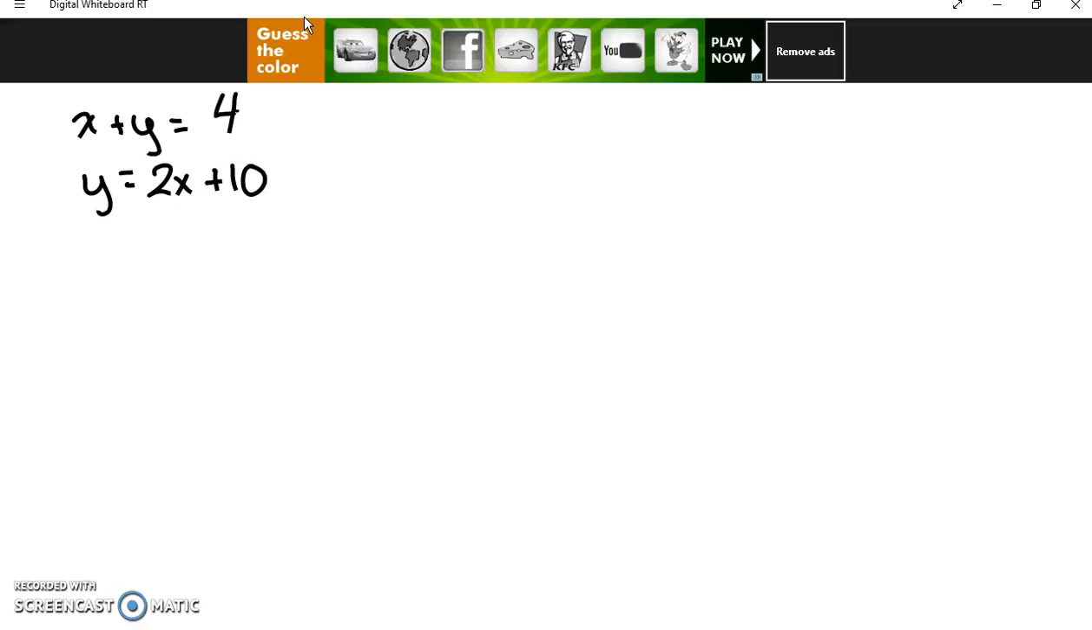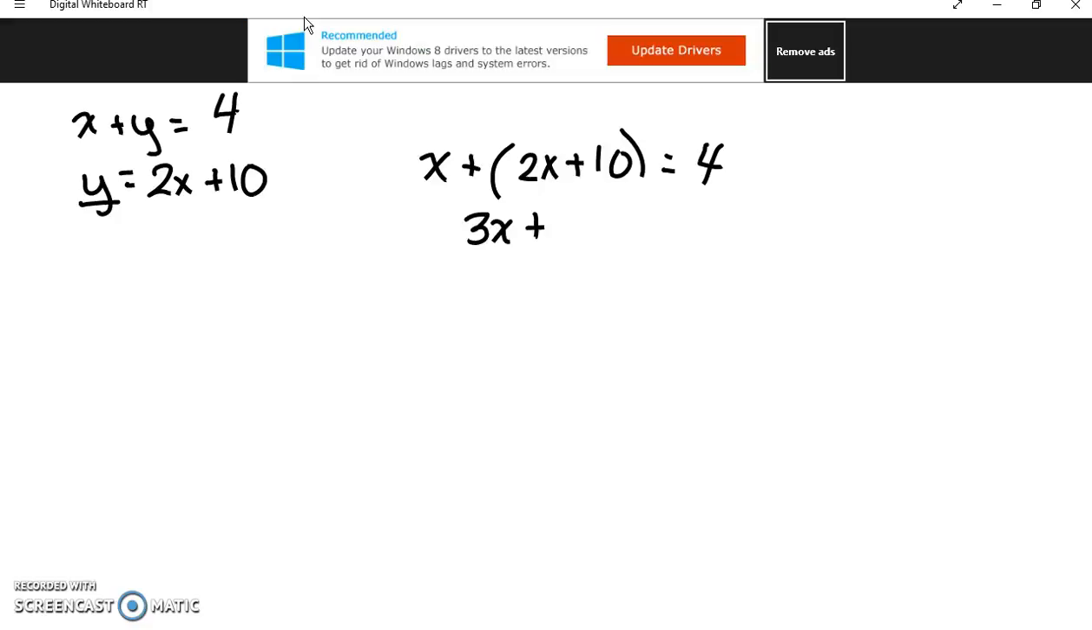Now, if I look, I've already got one variable that's defined in terms of the other. So what I can do is look at my original equation and put it all in terms of x. So anywhere I see that y, instead of putting in y, I'm going to put in 2x plus 10. Just like that, and that's going to equal 4. So then I'm going to combine my terms just like I would any other equation. So I've got 3x plus 10 equals 4.